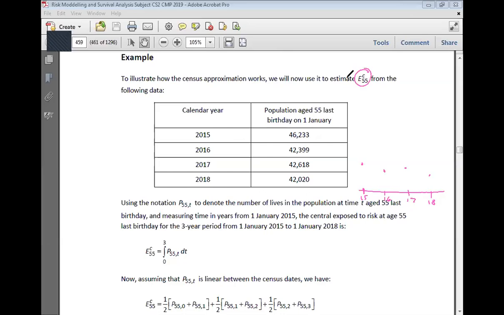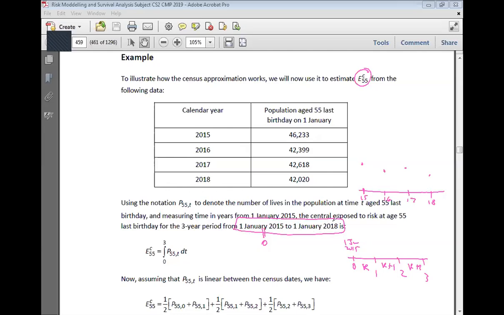So central exposed to risk at age 55 from 1 January 2015 to 1 January 2018. In terms of integrals, whenever I start my observation, I will call that year 0. So the best way to see this is to write 0, 1, 2, 3 here, and then you can start your k from here, k plus 1, k plus 2, and so on. My 0 will be 1 Jan 2015. So I'm looking at 3 years, right? 15 to 16, 16 to 17, and then 17 to 18.